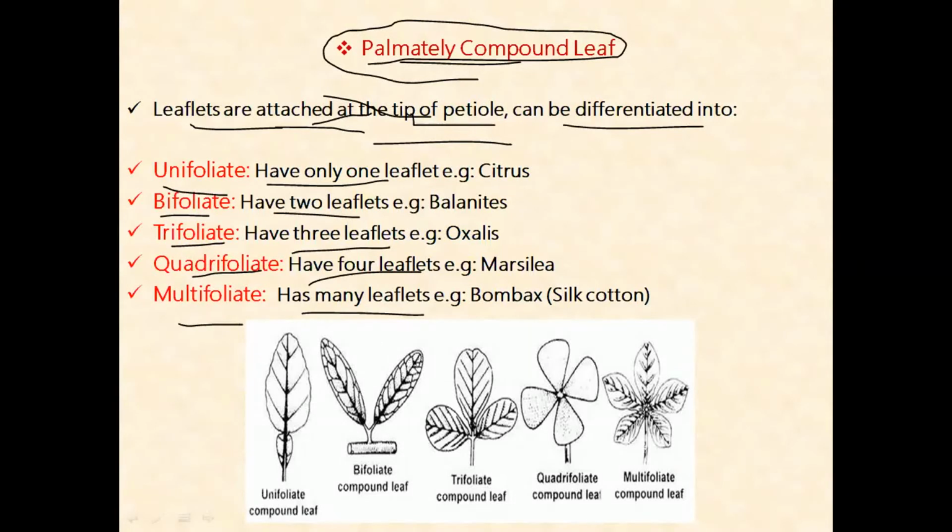So you can see here this is one leaflet present at the tip of the petiole. This is two. You can see at the tip of the petiole, two leaflets are present, three are present, four, and more than four is known as multifoliate. So these are different palmately compound leaves.